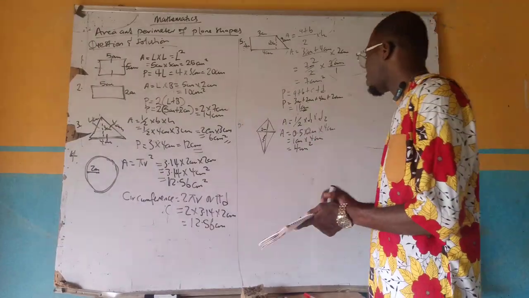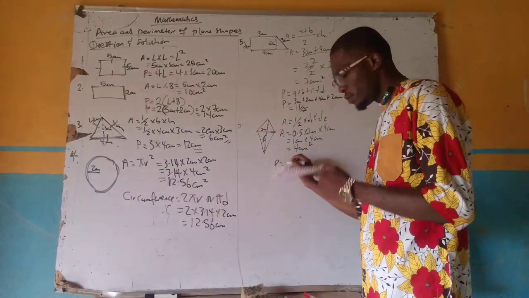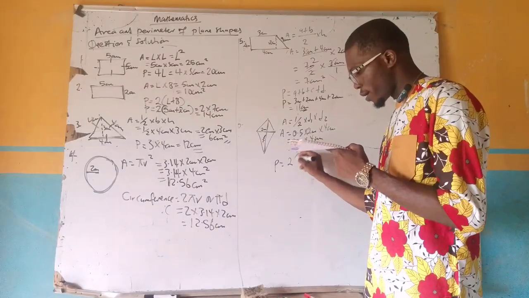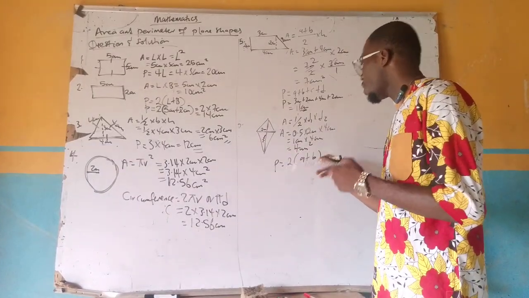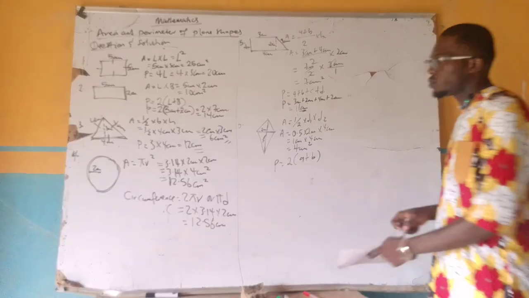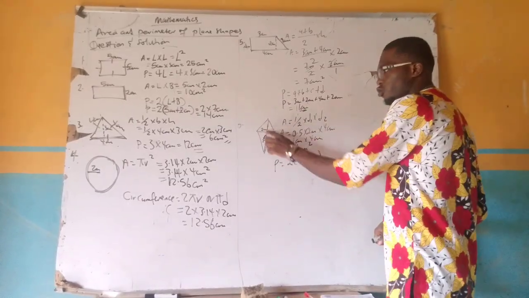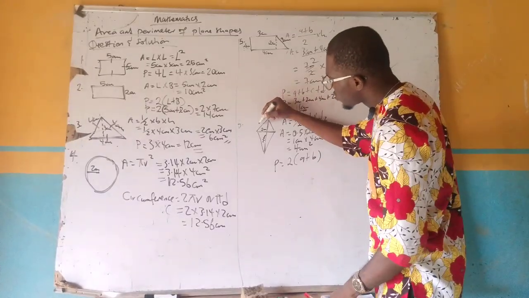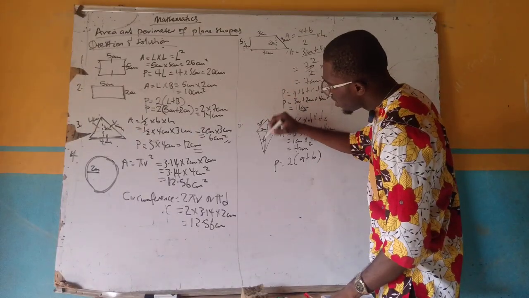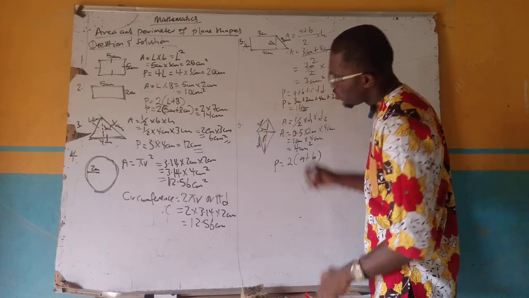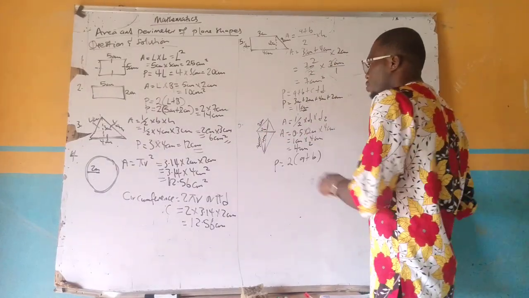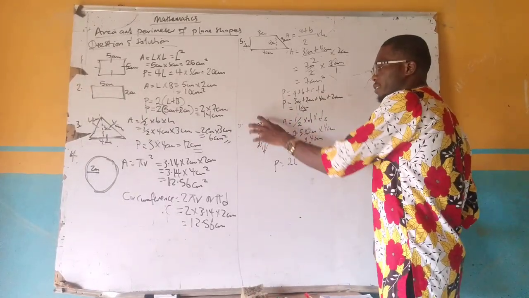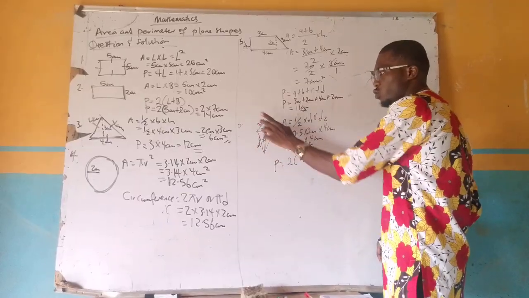Then let's do the perimeter for the kite. The perimeter is 2 open bracket a plus b. Remember, a and b are not the diagonal lines, not the numbers that are inside. They simply mean the lengths of the sides. Let's say here is 2 centimeter and here is 3 centimeter long. These two lines are not the same. This one is the same with this one, and this one is the same with this one.